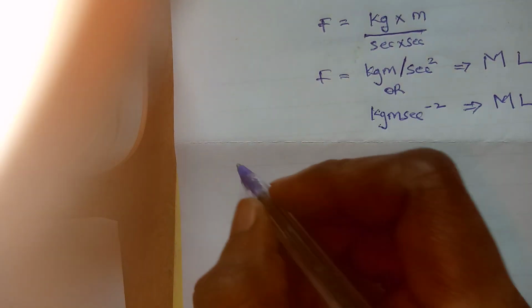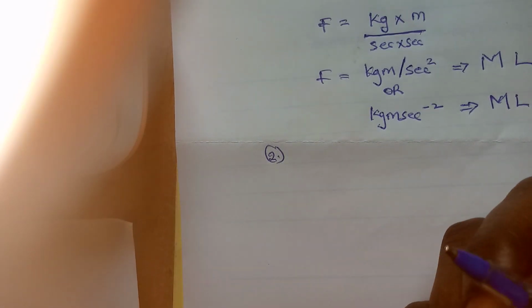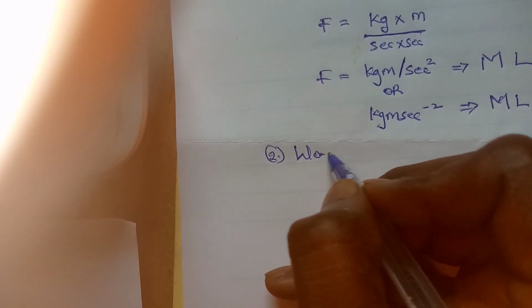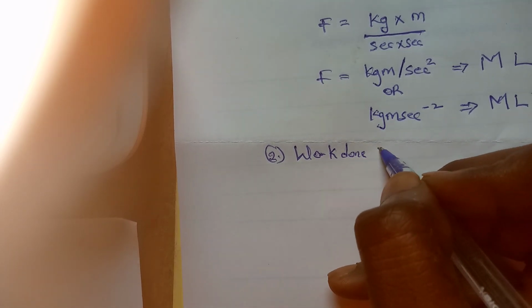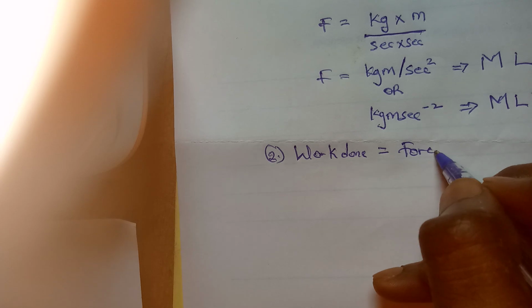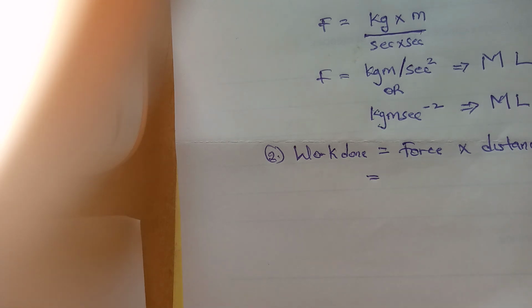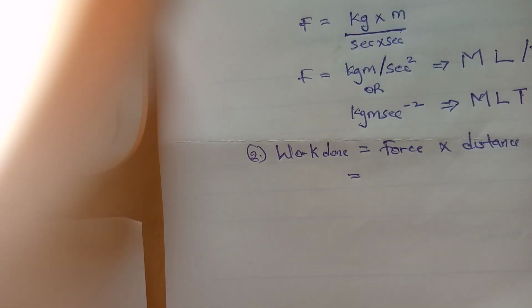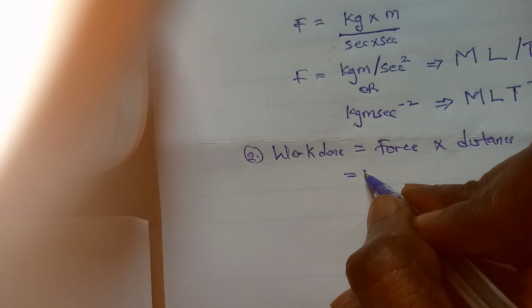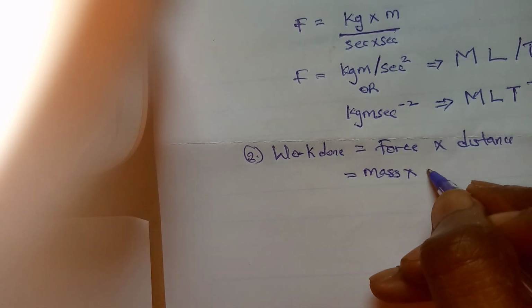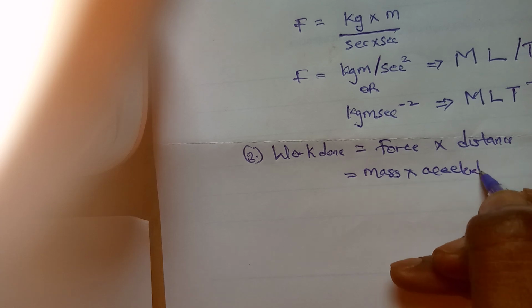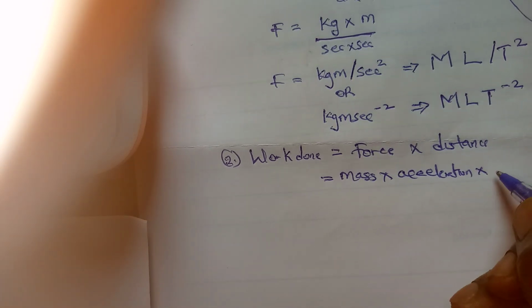The second example that we have is the work done. The formula for calculating the work done is the force multiplied by the distance. Distance is an example of a fundamental quantity, so we don't need to break the distance down. We have the force here. Force is a derived quantity, so force has a formula. The formula for calculating the force is mass multiplied by acceleration, multiplied by the distance.